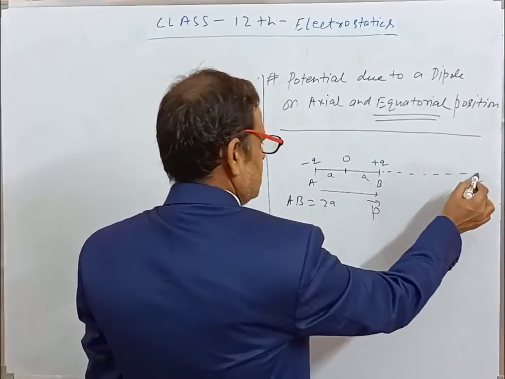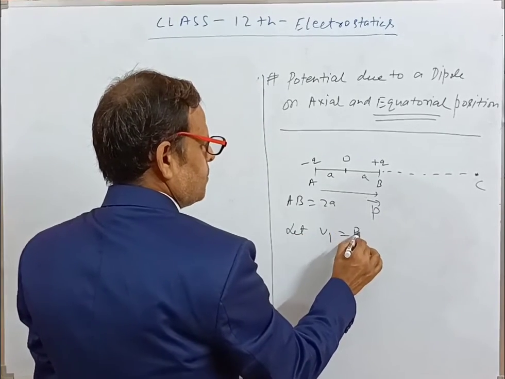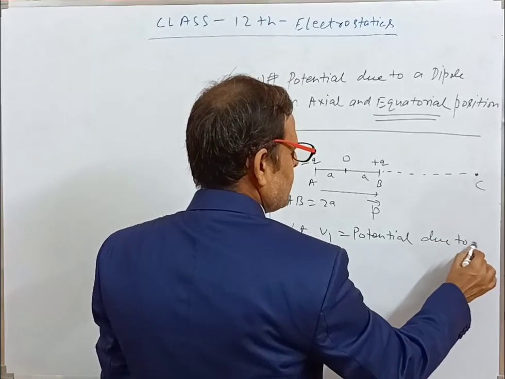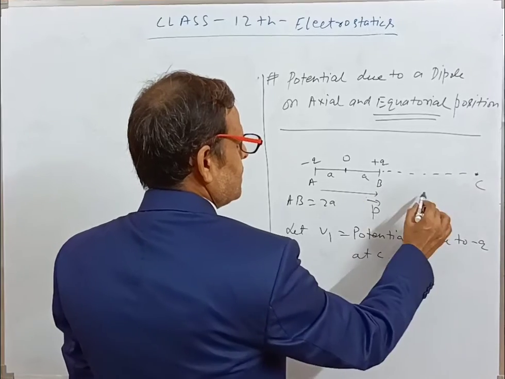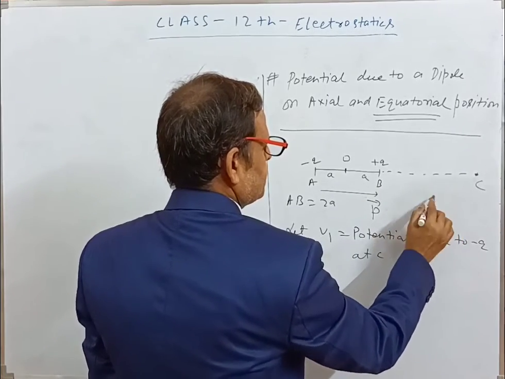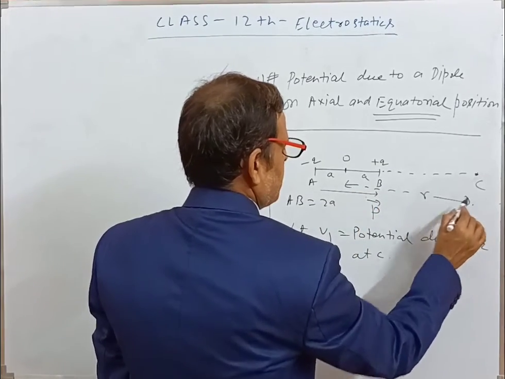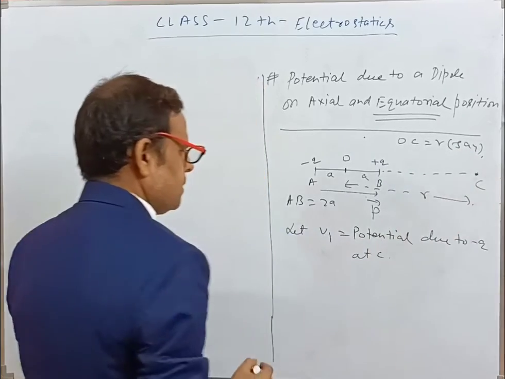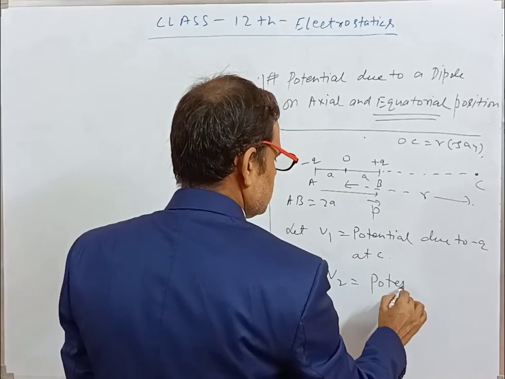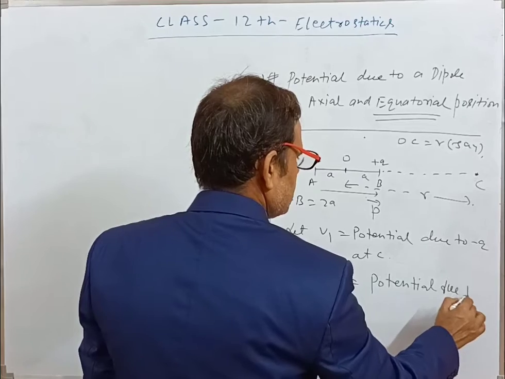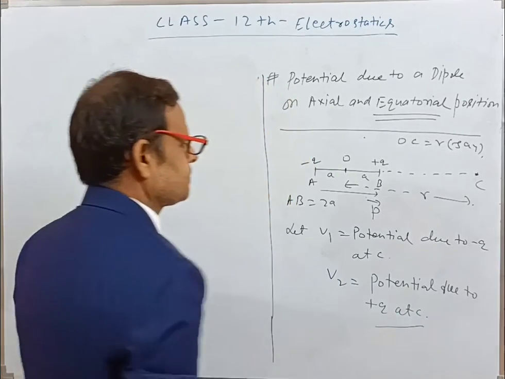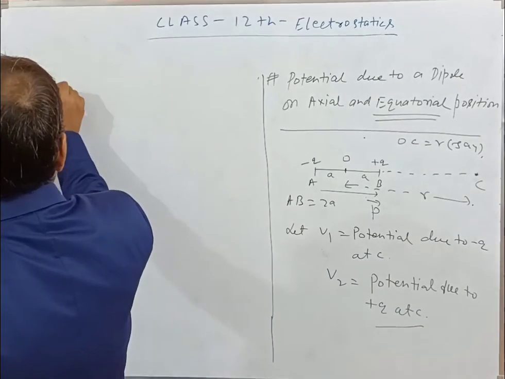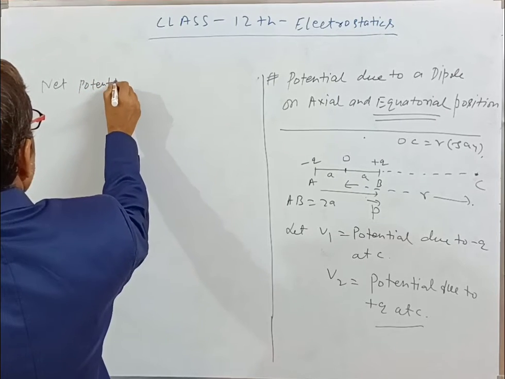Now the potential at C due to the dipole. This is the axial position. Let V1 be the potential due to minus Q at C, and this C is at a distance of, suppose, R from the center, that is OC is equal to R, and V2 is the potential due to plus Q at C. So we have to calculate the net potential.